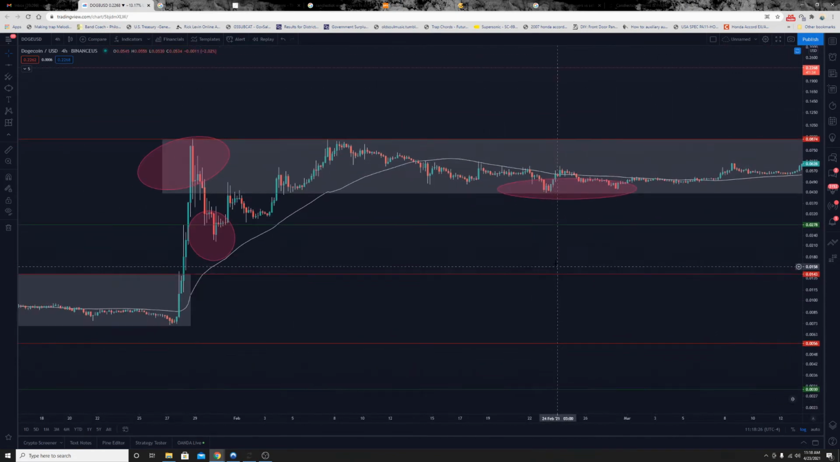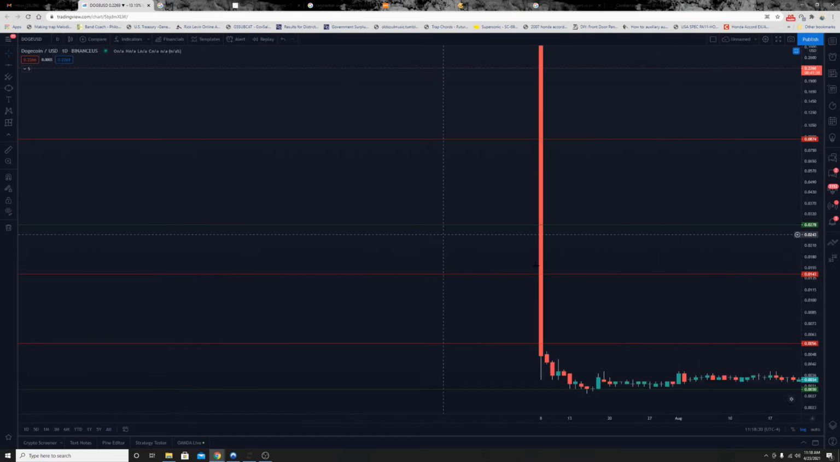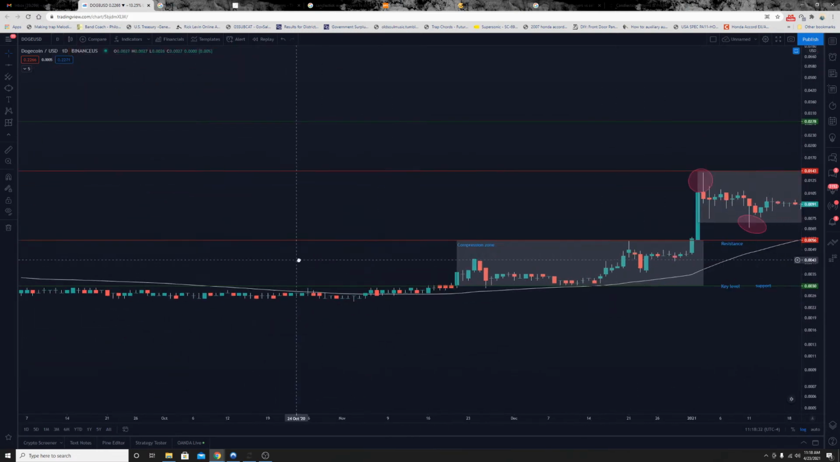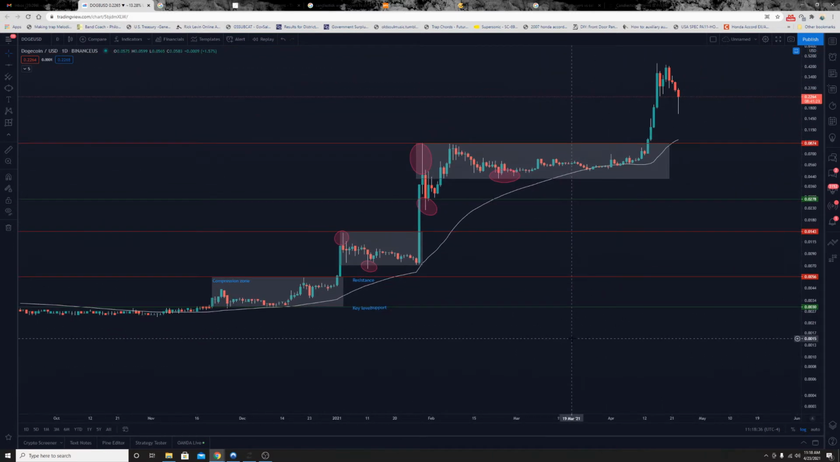So this white line, I'm gonna go back to the daily so we don't get confused, because it just makes it easier. When you see the bigger picture, it just makes it easier. So this white line here is the 60 MA, and it just basically shows you the average price of the security over a 60-day period.